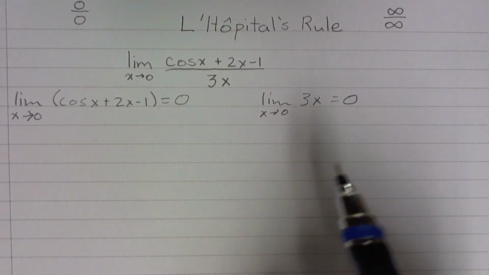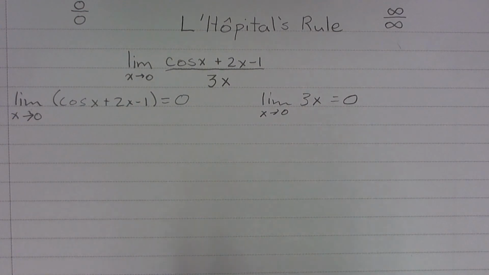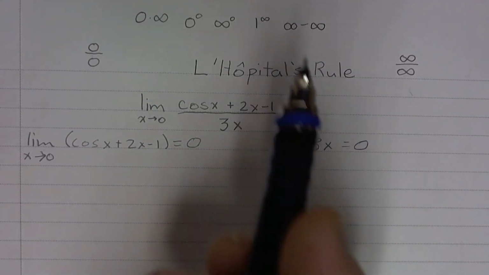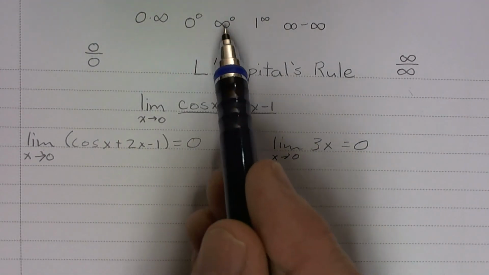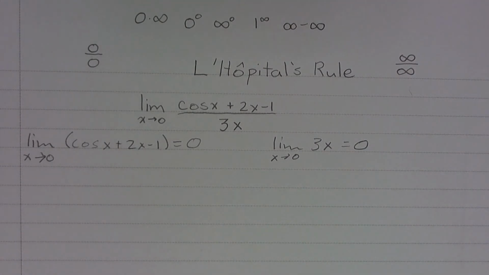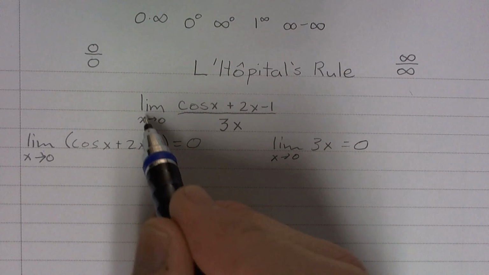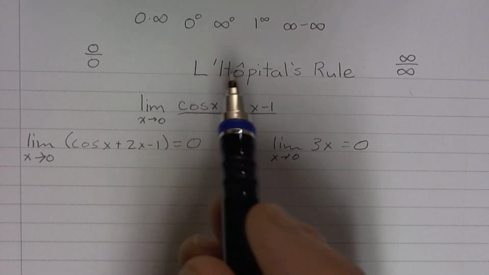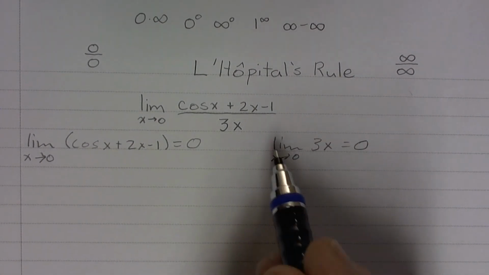Now, in this video we're also going to look at the indeterminate case of infinity over infinity. I have an example for that one. There are other indeterminate cases, though. There's 0 times infinity, 0 to the 0 power, infinity to the 0 power, 1 to the infinity, infinity minus infinity. And we'll look at those in future videos. But right now, let's see how we deal with this one. Okay, so we have determined that this is the indeterminate case. We got 0 over 0.